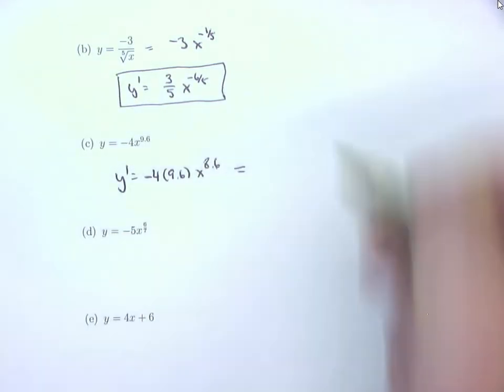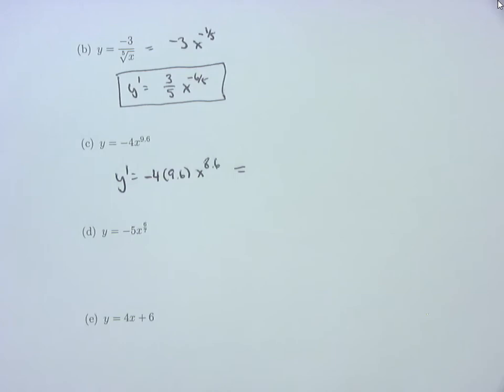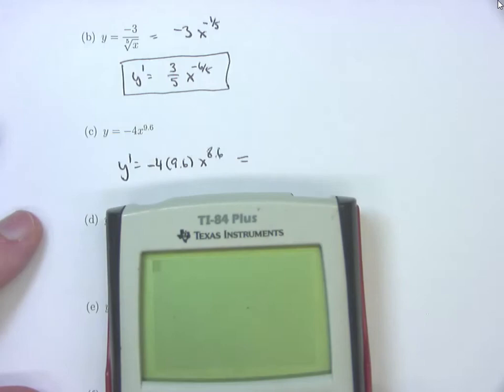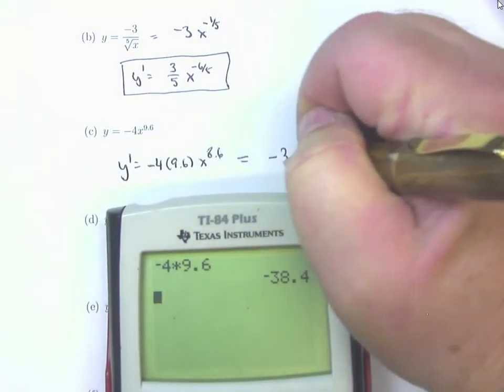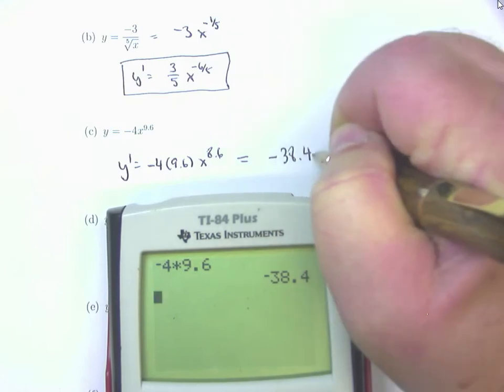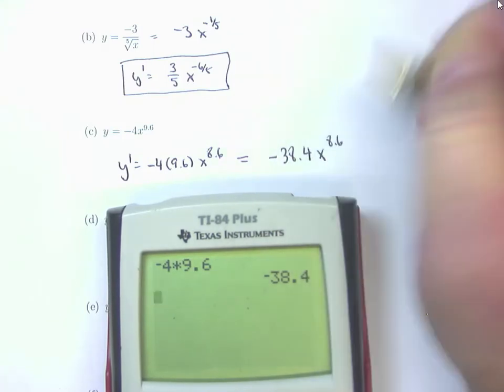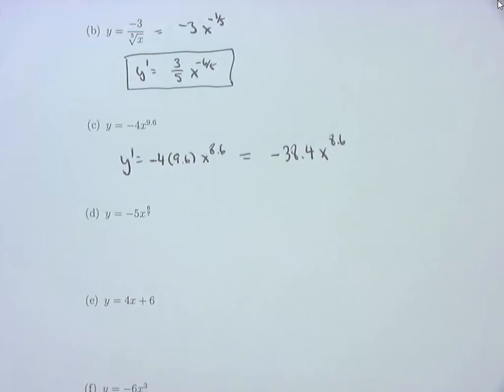8.6. And then the last thing I'm going to do, I'm going to grab the handy dandy calculator on this one, is multiply -4 times 9.6. -4 times 9.6 gives me -38.4 x to the 8.6. That is my derivative. Does that make sense?